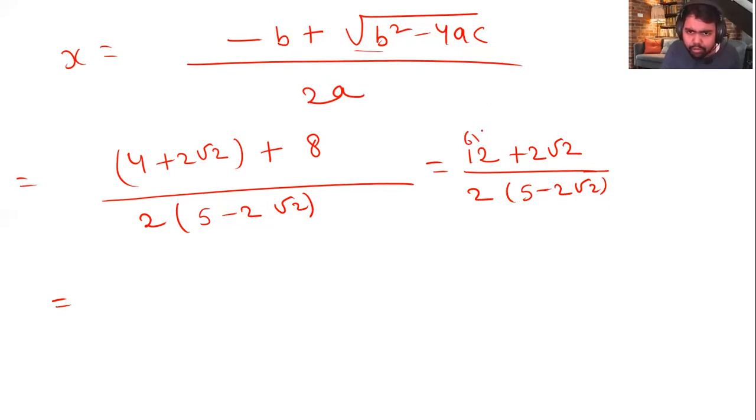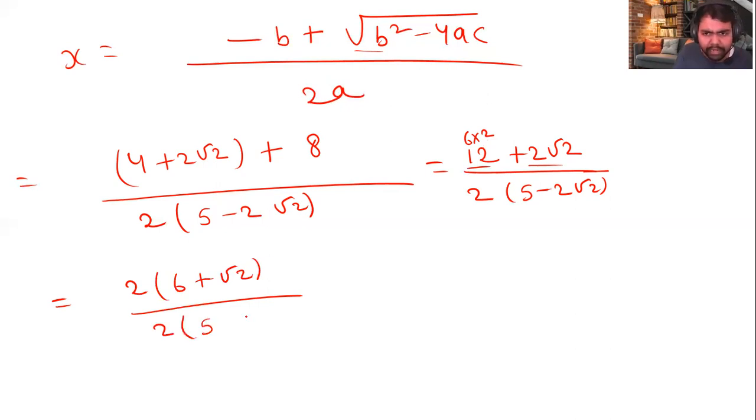Here also we have 2 hidden, here 6 into 2, and here we already have 2. So I'm going to take 2 common out of this one also and this one also. Okay, so when I take 2 common out, there would be just 6 because I have taken 2 common, right? And here I just have root 2, right? And here I have divided by 2, 5 minus 2 root 2. And now see, they are in multiplication. This and this are in multiplication. Now I can cancel them.